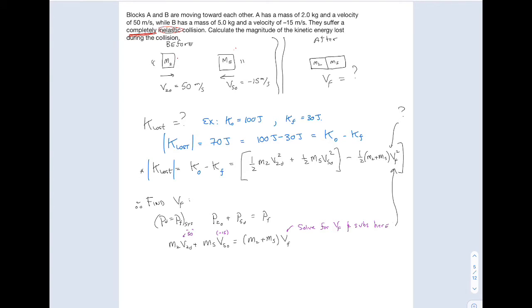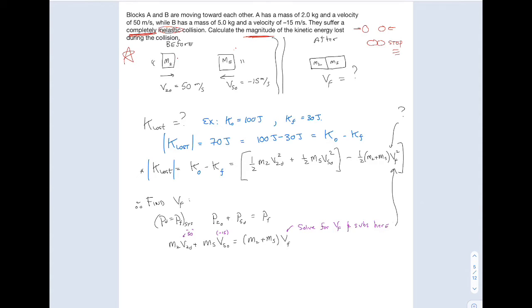So they want to calculate the magnitude of the kinetic energy lost during the collision. I did an example in the notes where I had two things coming at each other, and they collide and they stop. That would also be a completely inelastic collision. But in that case, if they stopped, then 100% of the kinetic energy is lost. In this problem, and the one we saw in this week's lab, after they stick together, they're still moving. So there still is some residual kinetic energy left. So we want to find how much kinetic energy is lost.